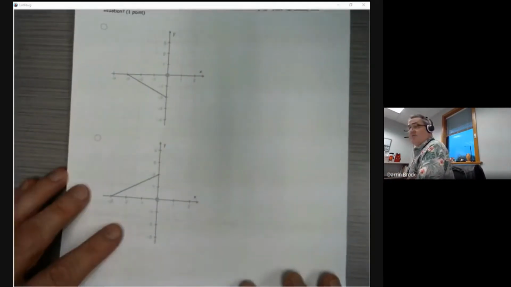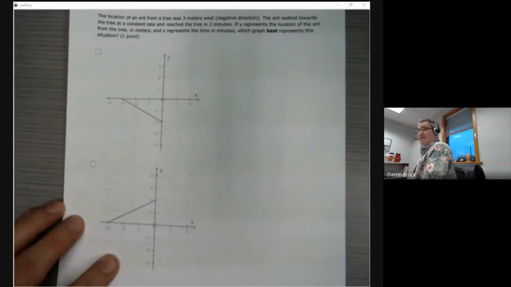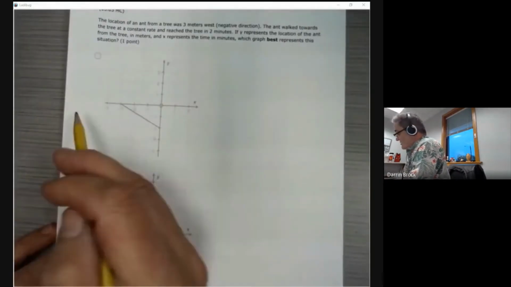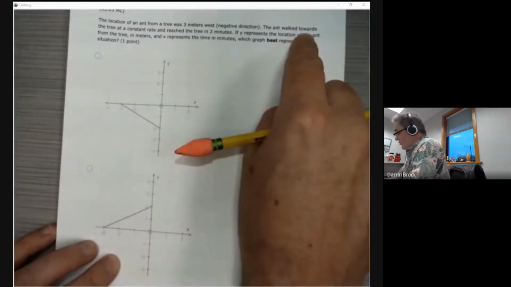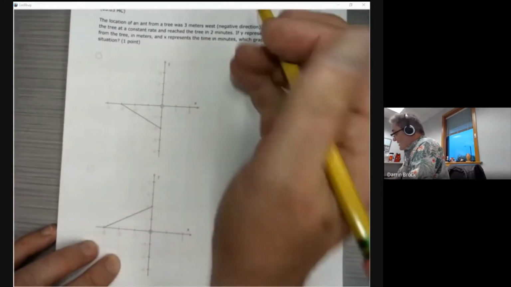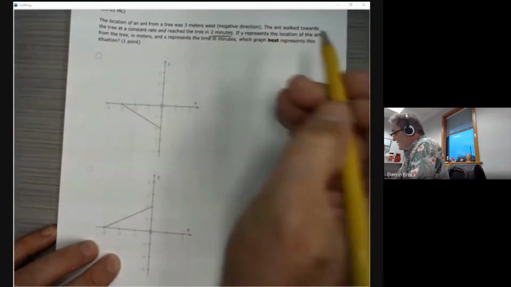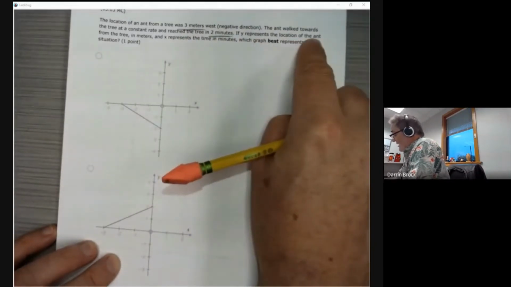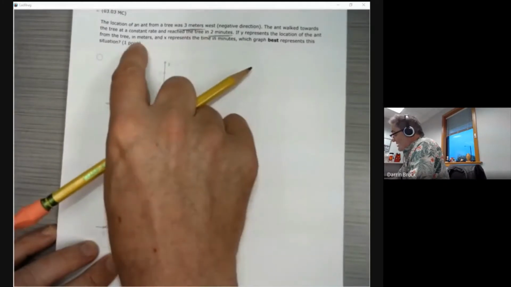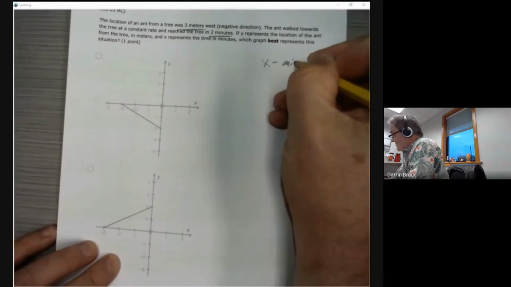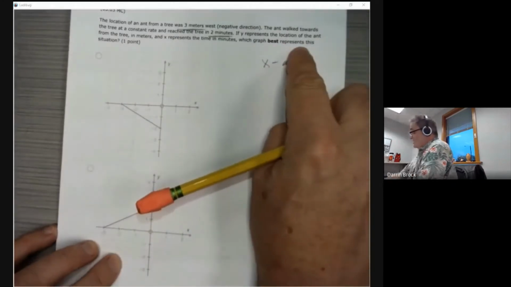Let's look at number two. The location of an ant from a tree is 3 meters west. West, so let's say in the negative direction, right? Because east, west, north, south, negative direction. The ant walked towards the tree at a constant rate, so that means linear, and reached the tree in 2 minutes. So 2 minutes, 3 meters. If y represents the location of the ant, so y is location, like 3 meters, and x is time, so our minutes is the x-axis. Which graph best represents this equation?